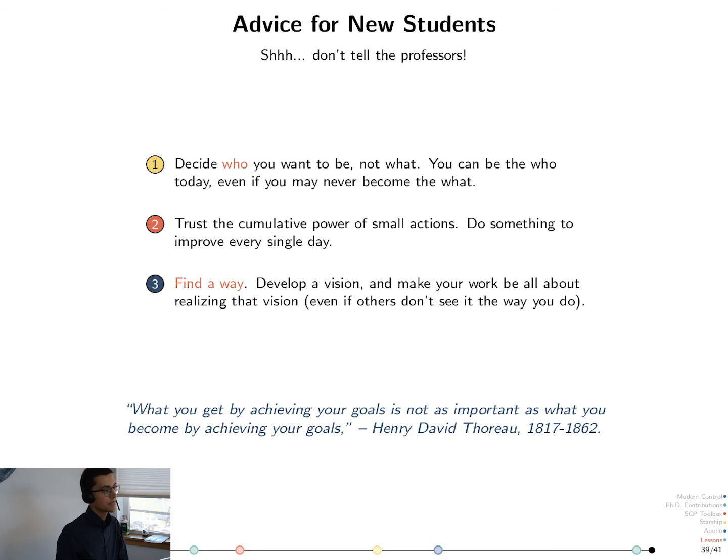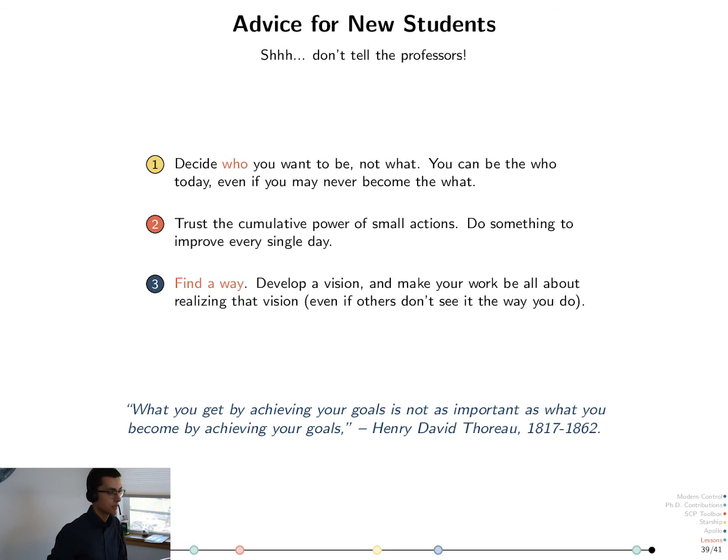The second piece of advice that I would like to give, and that's related, is trust the power of cumulative effort of small actions. If you do something every day to improve yourself relative to how you were that morning, then I guarantee that you will find yourself in amazing places in a month, in a year. So it is a good way to live.